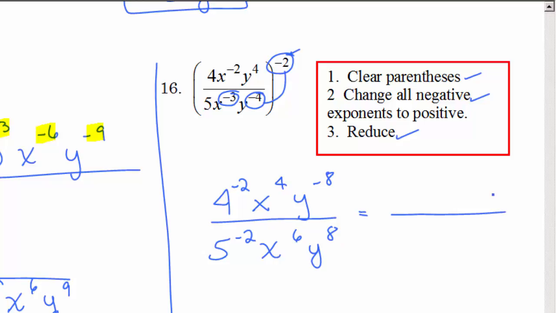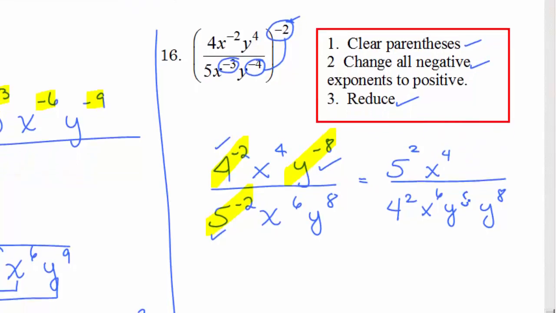Now I'm going to change all negative exponents to positive, which means that one, and that one. How do I change them? I move them. So this was upstairs, so it goes downstairs. This was downstairs, it goes upstairs. And this goes downstairs. Well, what about everything else? It stays exactly where it was.